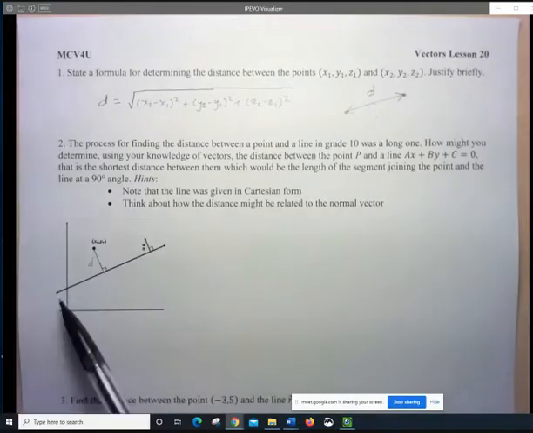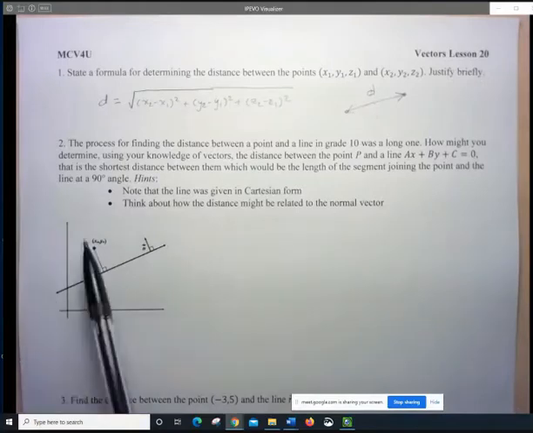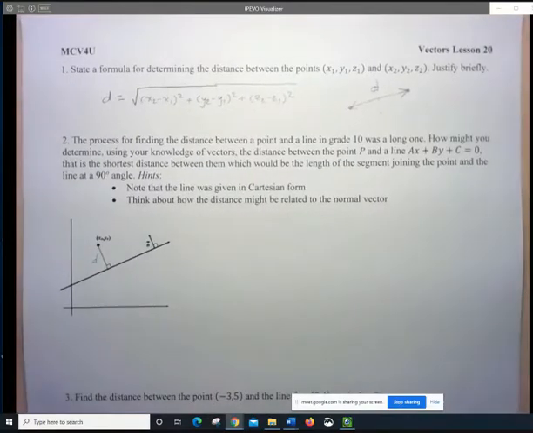So assume that you know the equation of this line, all right? And you know this point. So if you know the equation of the line, you know the normal vector. So how could you use the idea of projection to determine this distance?